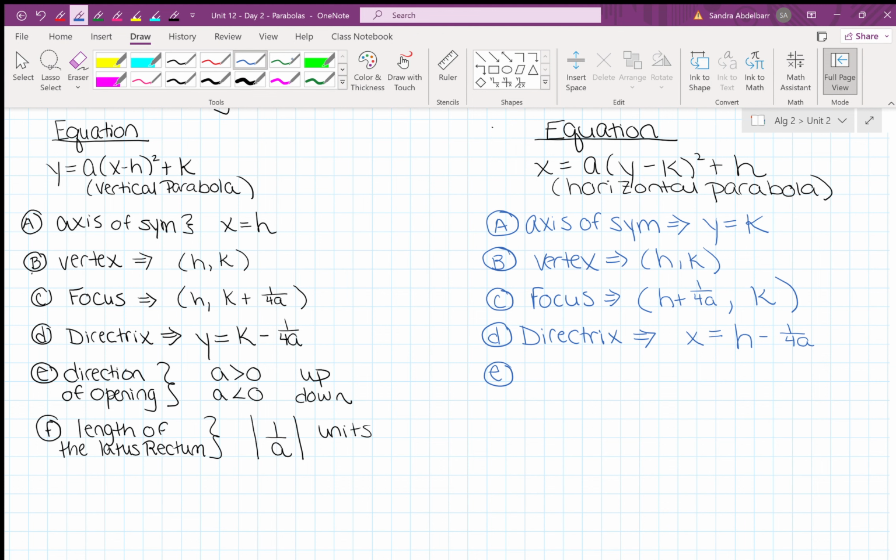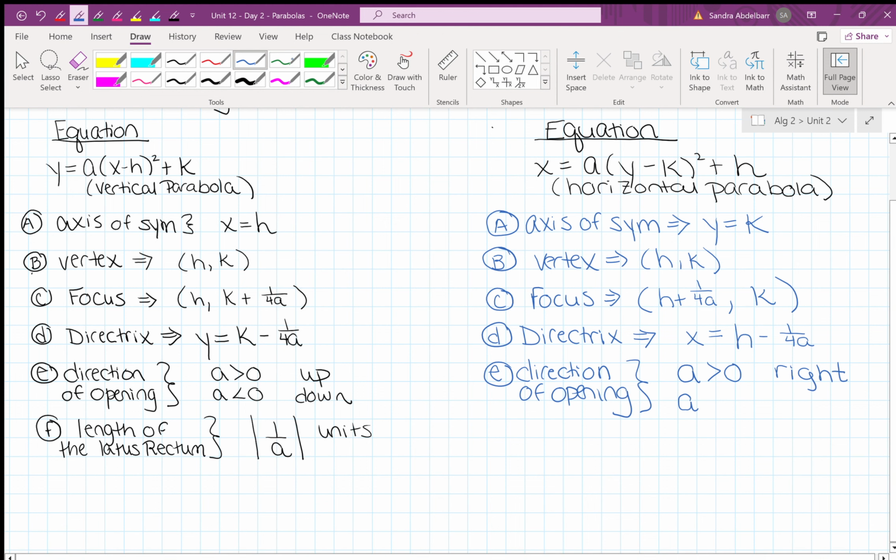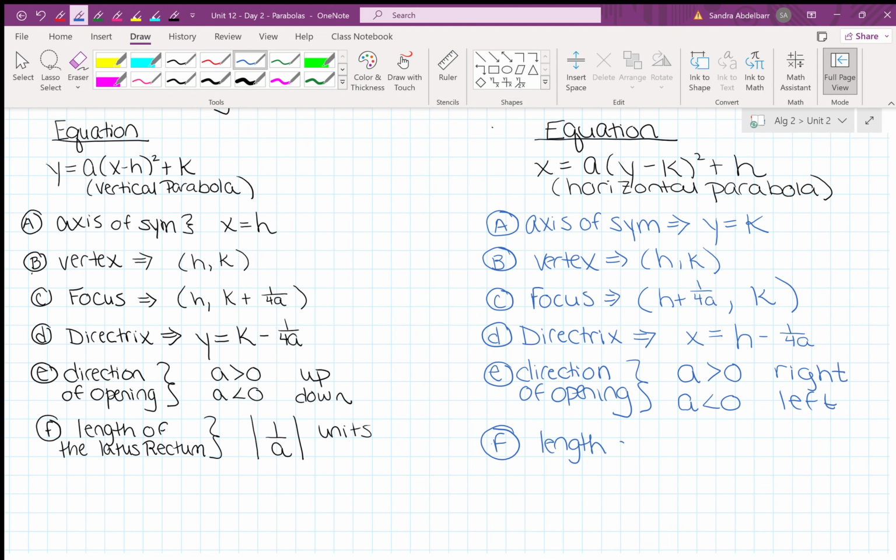All right, now the direction of the opening. So if a is greater than 0, it's going to open to the right. If a is less than 0, it will open to the left. And lastly, we have the length of the latus rectum, which is still going to be 1 over a, the absolute value of 1 over a units.